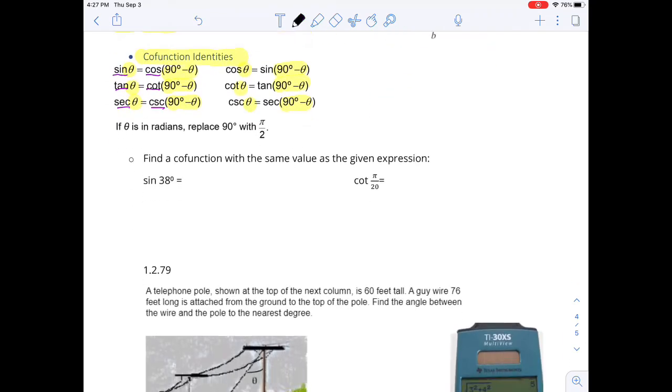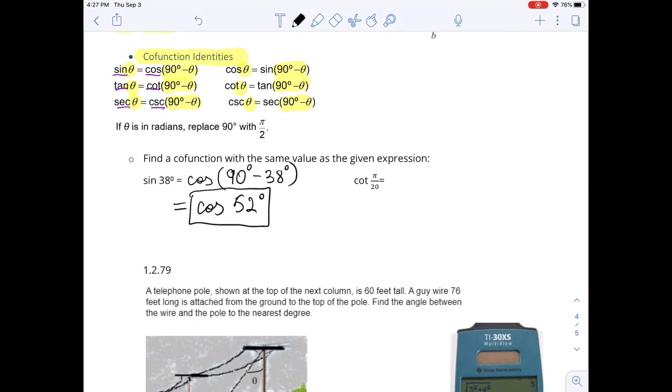Example. We need to find a cofunction with the same value as the given expression. Sine 38 degrees. Cofunction for sine is cosine. And to find the value of the angle, we just need to subtract 38 degrees from 90 degrees. So it's cosine 52 degrees.